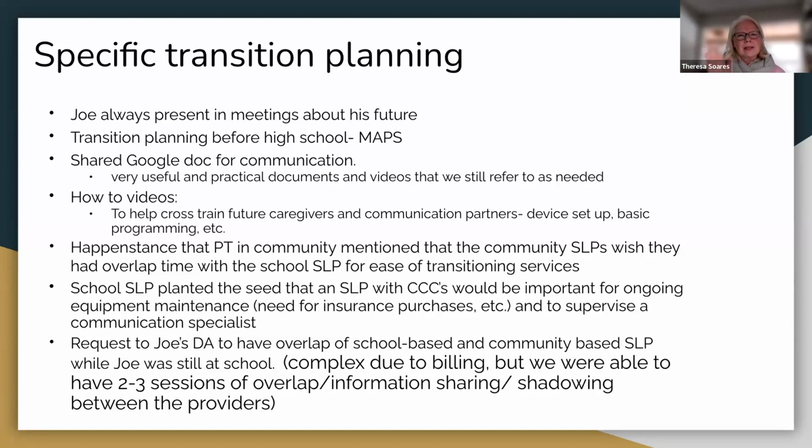In the background, in addition to doing all this work around transition, we were still navigating all of Joe's other needs. We were seeing a PT in the community, and she just happened to mention to me at one of our sessions focused on his motor needs that Joe's getting close to transition age. I've heard from SLPs that they really wish they had a chance for overlap, so that they don't have to start from scratch. And it was an aha moment for me: okay, yes, we need to transition these services.